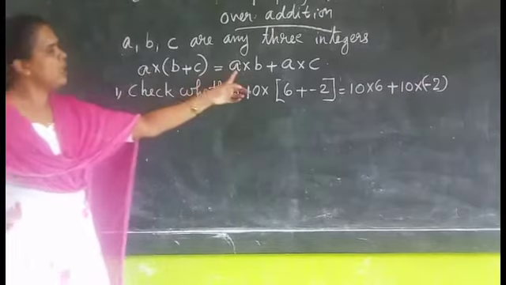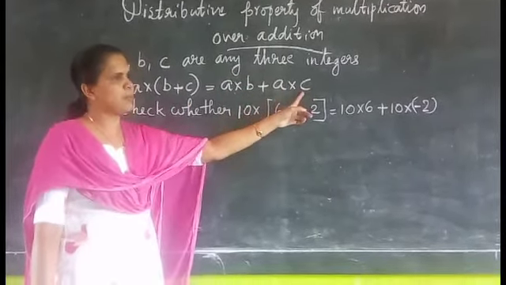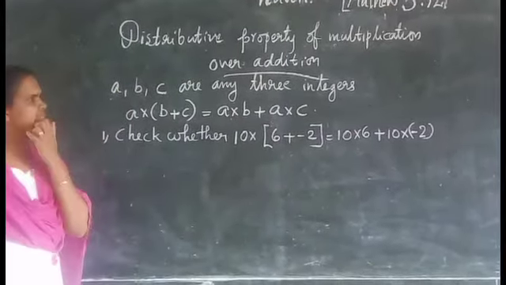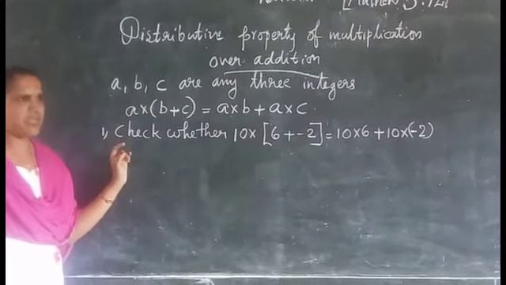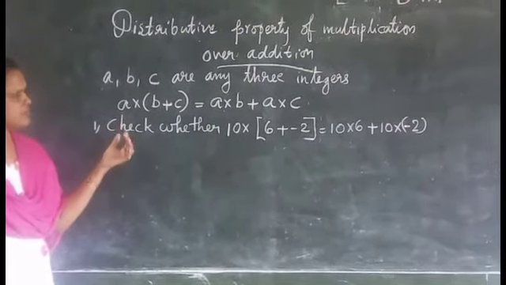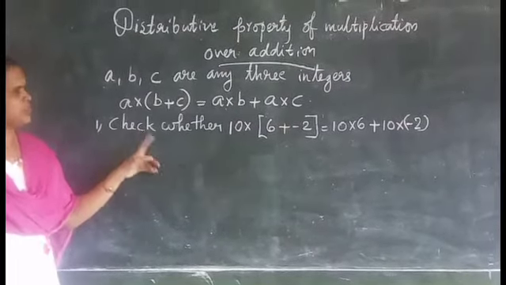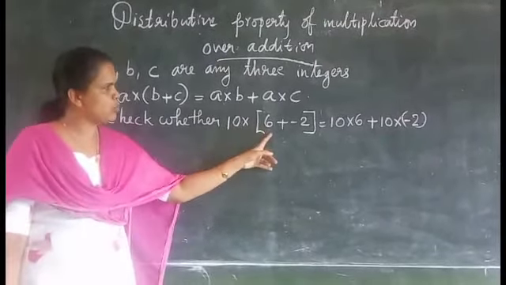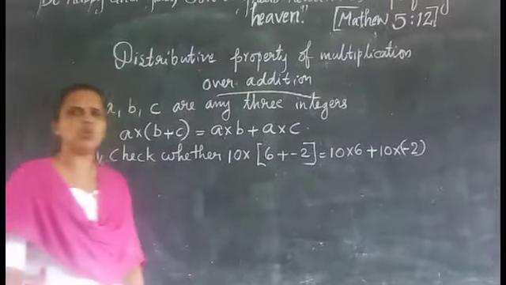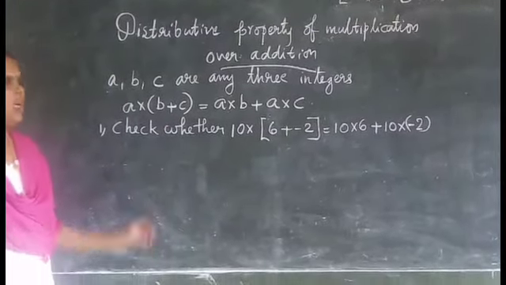Otherwise, multiply two numbers and the other two numbers also multiply, then add. We can select one of the methods, but here we can prove the distributivity from this example. Check whether 10 into (6 plus negative 2) is equal to 10 into 6 plus 10 into negative 2.